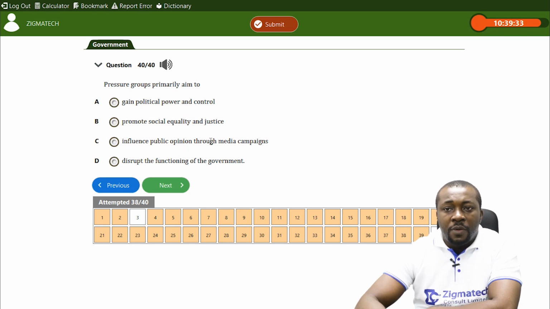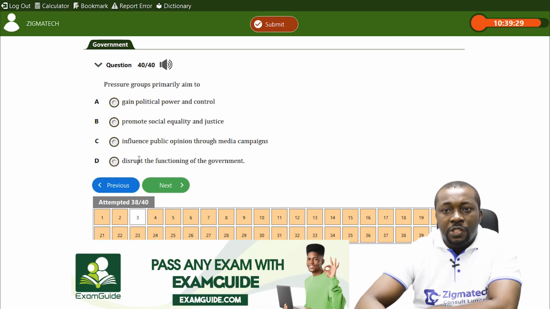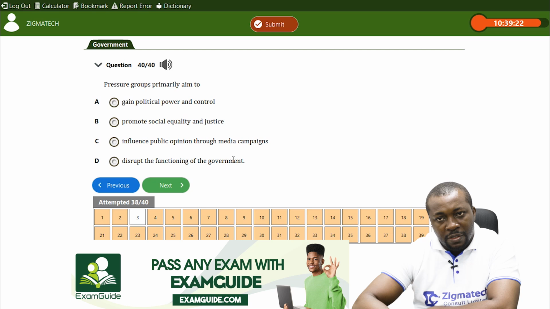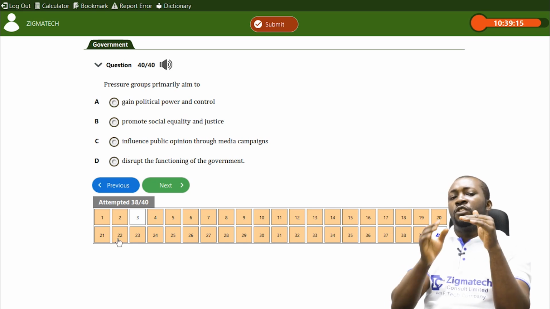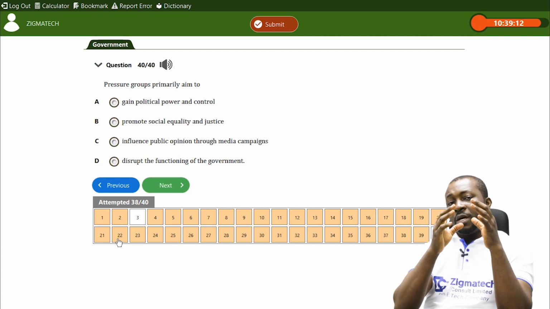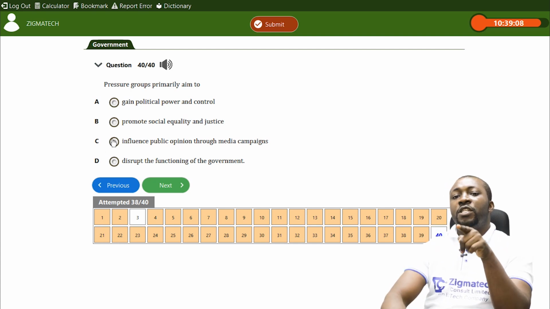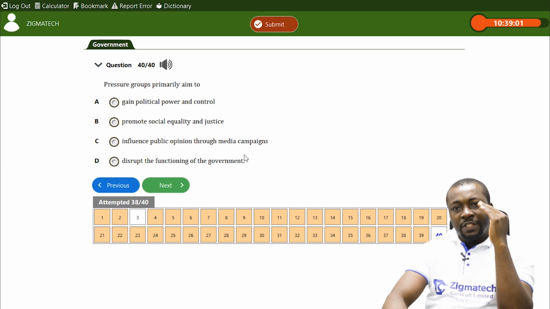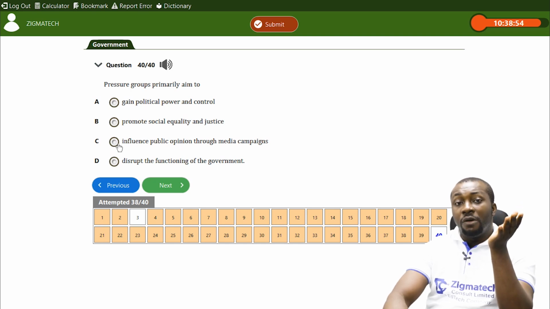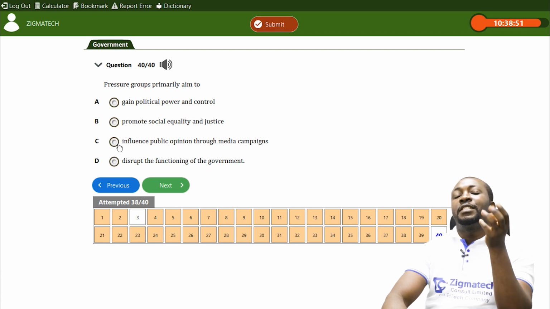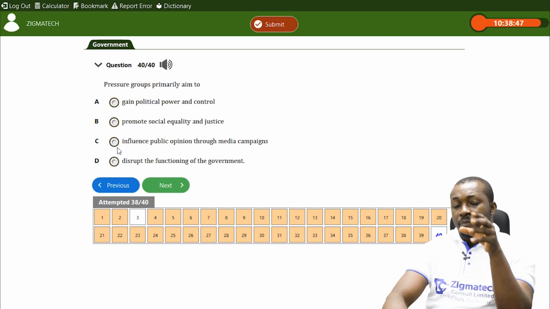C, influence public opinion through media campaigns. D, disrupt the functioning of the government. They don't aim to disrupt the functioning of government. Even though they want to influence government policy, they don't aim to disrupt government. Their aim is to influence government policies in the interest of their members, and in doing that, they try to influence public opinion through media campaigns to make the public see reason with them and give them support. So it's one of their primary aims. They want to gain sympathy from the public and use it on the government. So C is the answer.